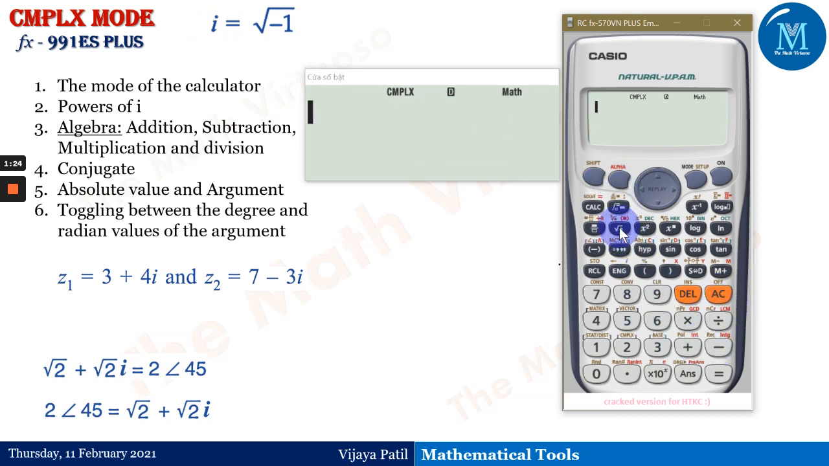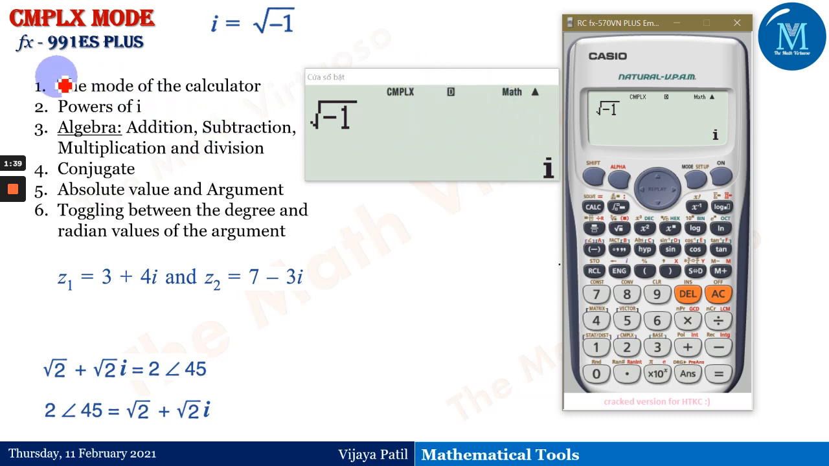So now let us go ahead. Square root of minus 1 is equal to. Now we have got i here. We have got this i after putting the CMPLX mode. Now let us explore everything about CMPLX.